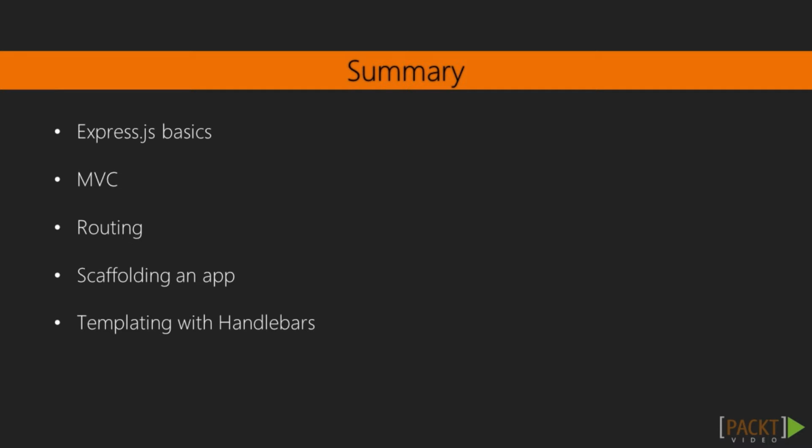In this section, we learned what Express.js is and why to use it for web applications. We learned how the MVC pattern allows us to make applications that are easier to maintain and test. We learned how routing is defined in Express.js and how it handles routes to let us make dynamic applications. We learned how to generate an application skeleton and how to add user authentication to it.